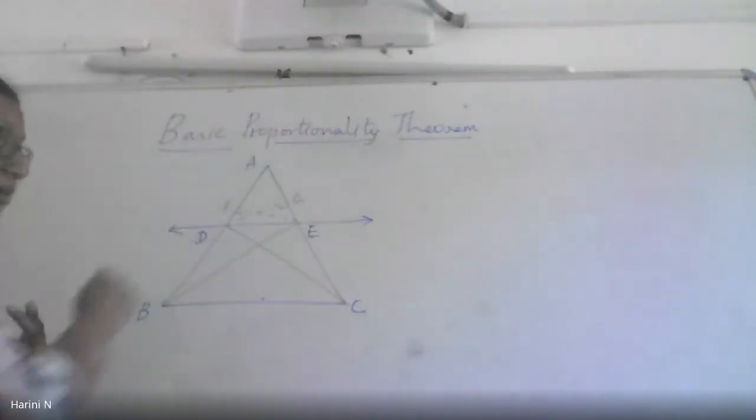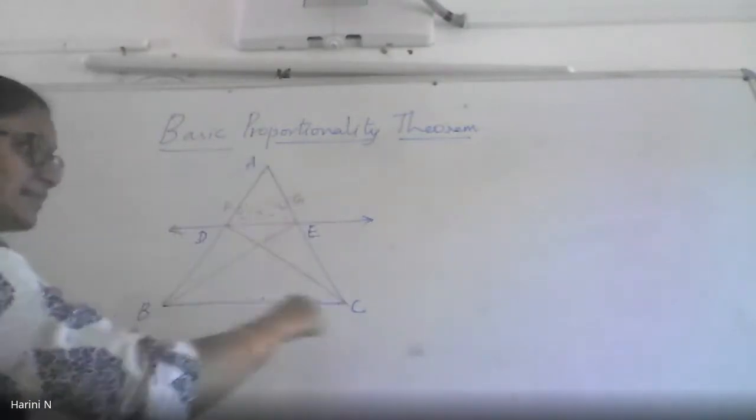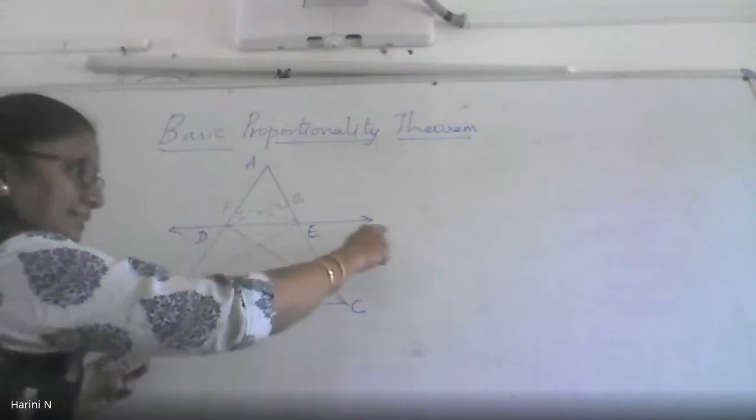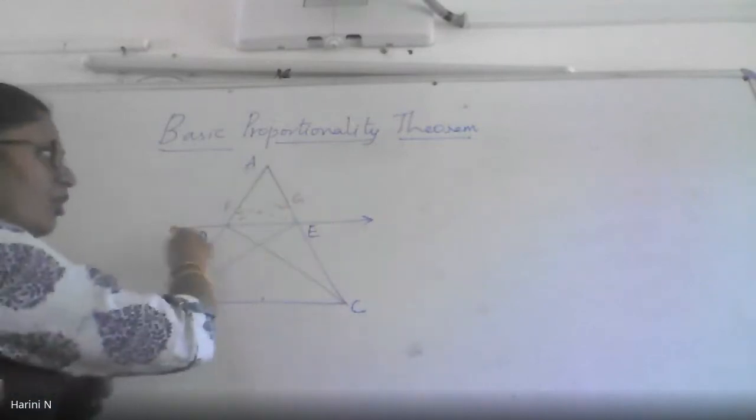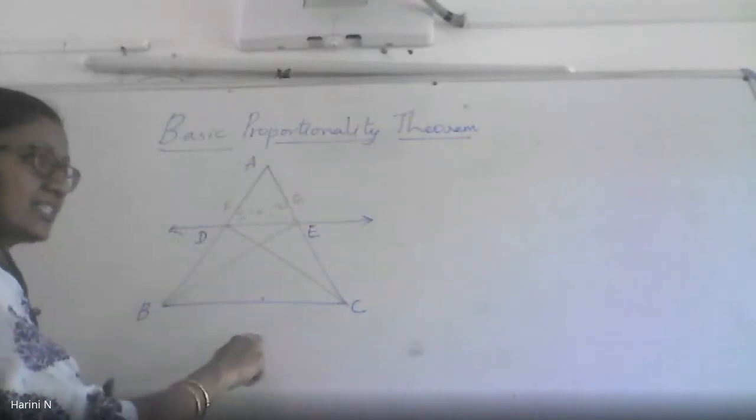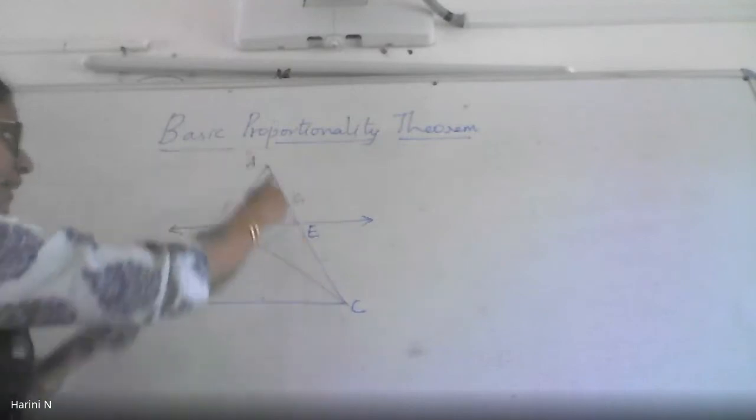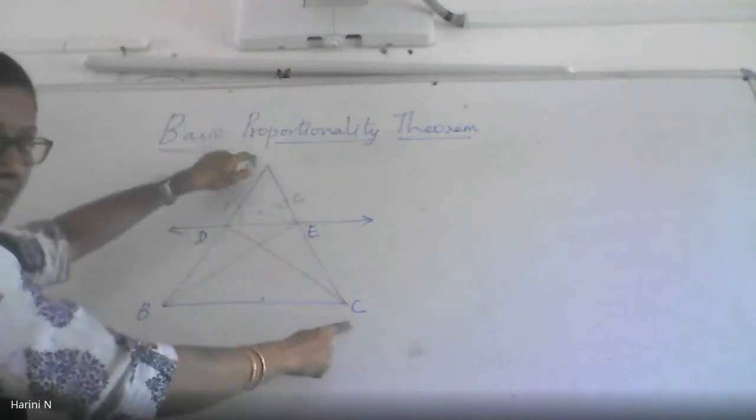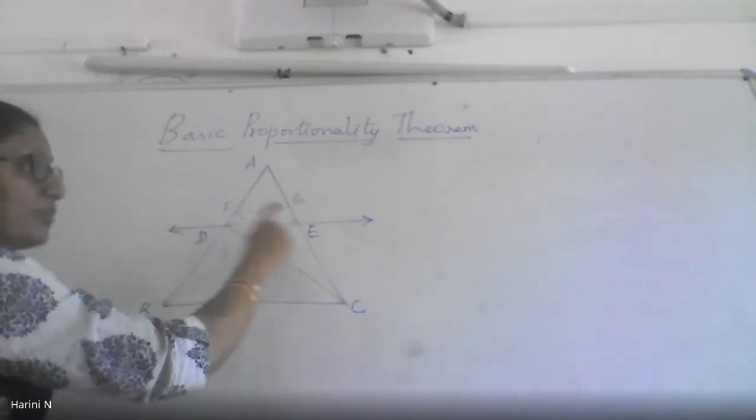Now that is a very, very simple statement to remember, because as you are stating it, your diagram should get ready. You are drawing a line parallel to one side. So my triangle is ABC. My line is DE, which is drawn parallel to BC. You can draw a line parallel to one side of a triangle in such a way that it will intersect the other two sides. The other two sides are AB and AC.